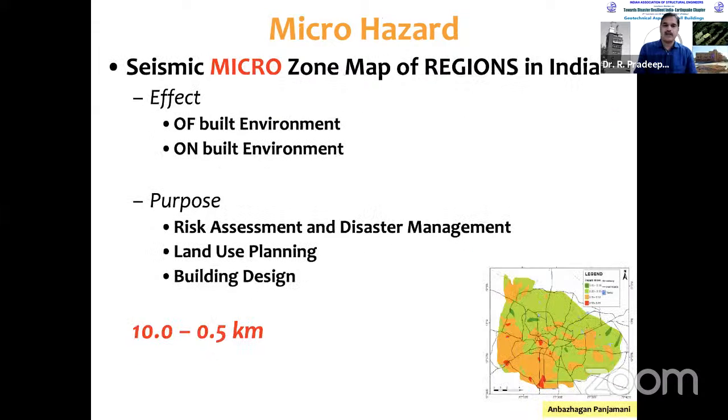Then there is the second one, which is used for land use planning and risk assessment, that is microzonation. This is done in the range of grid lines of 0.5 to 1 kilometer. So this is micro hazard, or micro seismic zonation, as you can also call it.